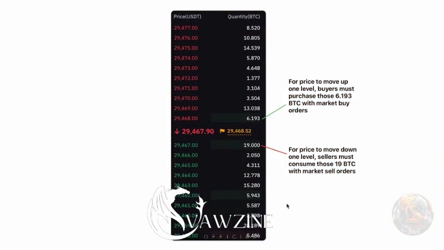Let's look at it on the order books. So you'll see this on your exchange. Very simply, the bids are below, the asks are above. Asks are in red. That's where people want to sell. That's the amount of Bitcoin that they want to sell at each level. There's the amount of Bitcoin that people want to buy at each level here. But price is in between these two levels. So for price to move up one level, for it to go up another dollar in value, the buyers must purchase these 6.193 Bitcoin on the market with buy orders. Or for price to go down a dollar, sellers must consume those 19 BTC that are there with market sell orders. That's it. That's how the market moves.